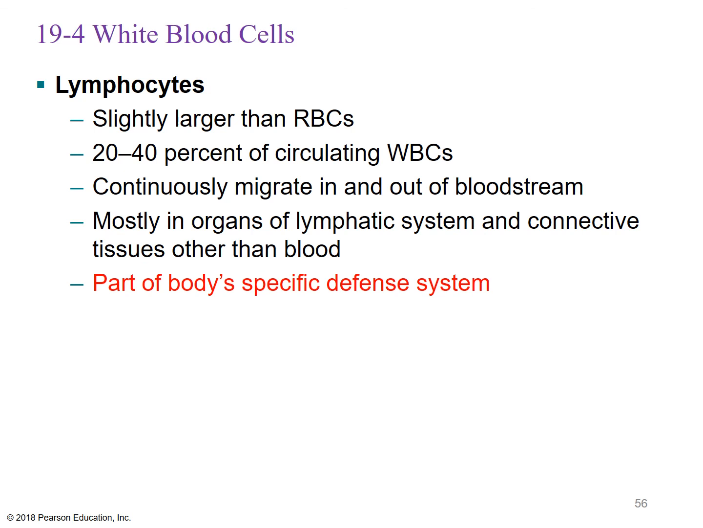Lymphocytes are going to continuously migrate in and out of the bloodstream. They will mostly be in the organs of the lymphatic system. So lymphocytes come from lymphoid stem cells through the process of lymphocytopoiesis, and they live in the lymphatic system. So all of the lymph goes together. Everything with lymph stays together. This is going to be part of the body's specific defense system. We'll talk about it more when we get into the immune system, but for right now we will talk about the 3 different types of lymphocytes.